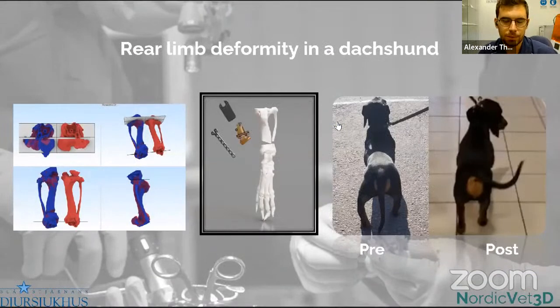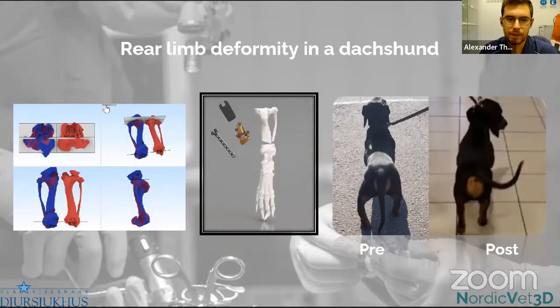We also do quite a lot of bone deformities. As you can see in this picture, this is a dog with pes varus. It's a disease where the dog has a bone deformity, as you can see.